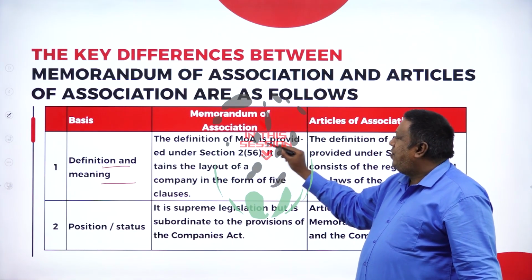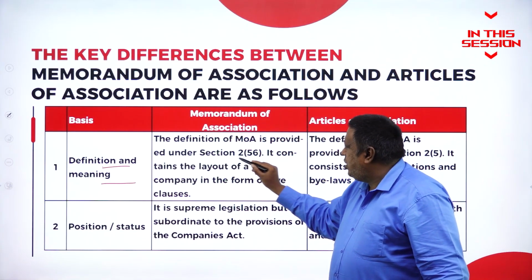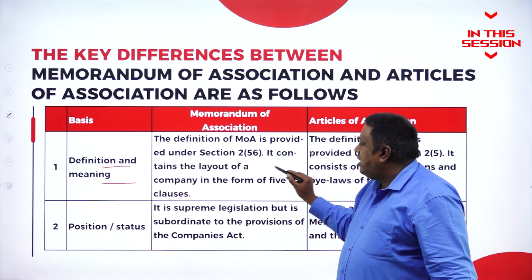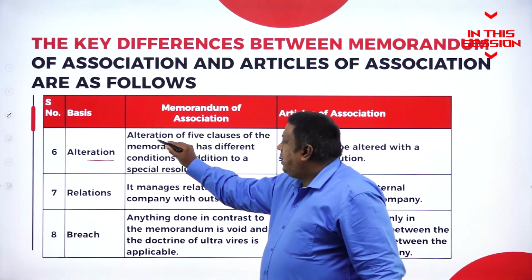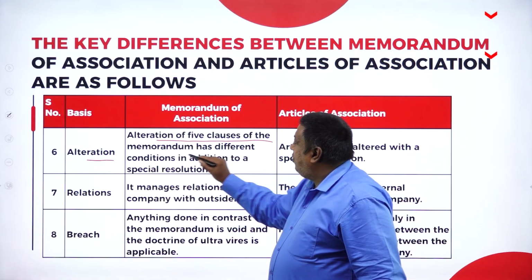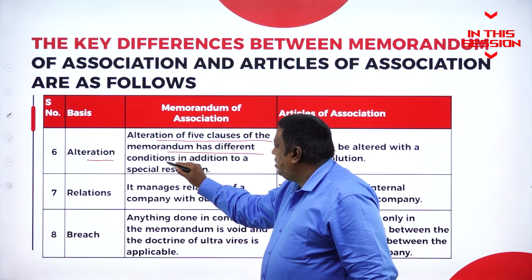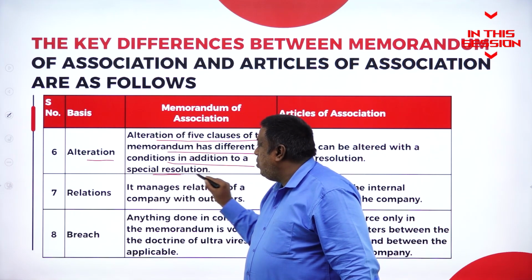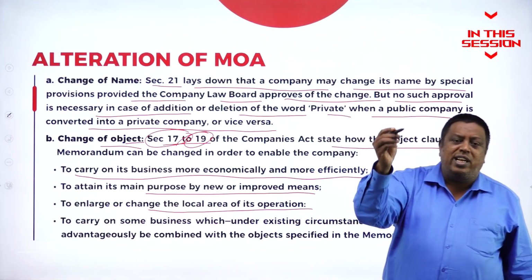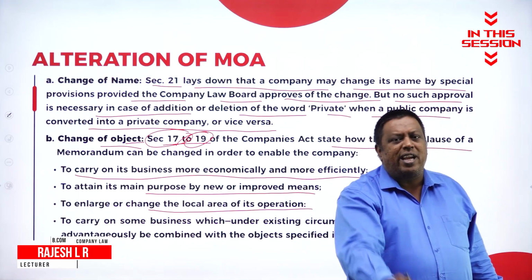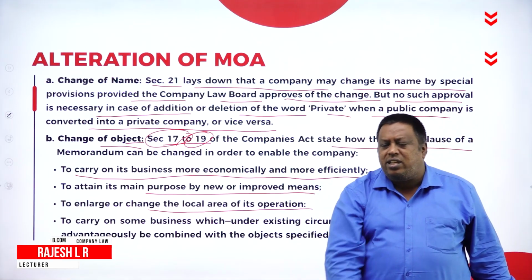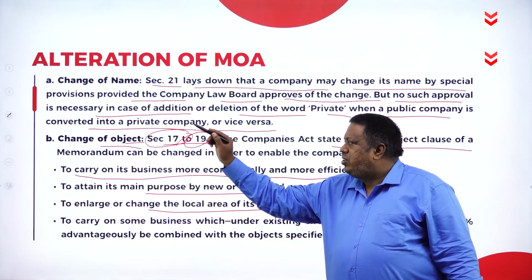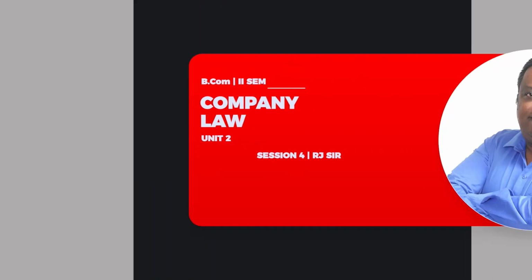The definition of Memorandum of Association is provided under Section 2, Subclause 56. It contains the layout of a company in the form of 5 clauses. It can alter any of the 5 clauses of the memorandum under different conditions, in addition to a special resolution. Earlier, my object was only to work in the district of Mysuru. Now I want to work in the entire Karnataka state. So then I have to change the object clause.